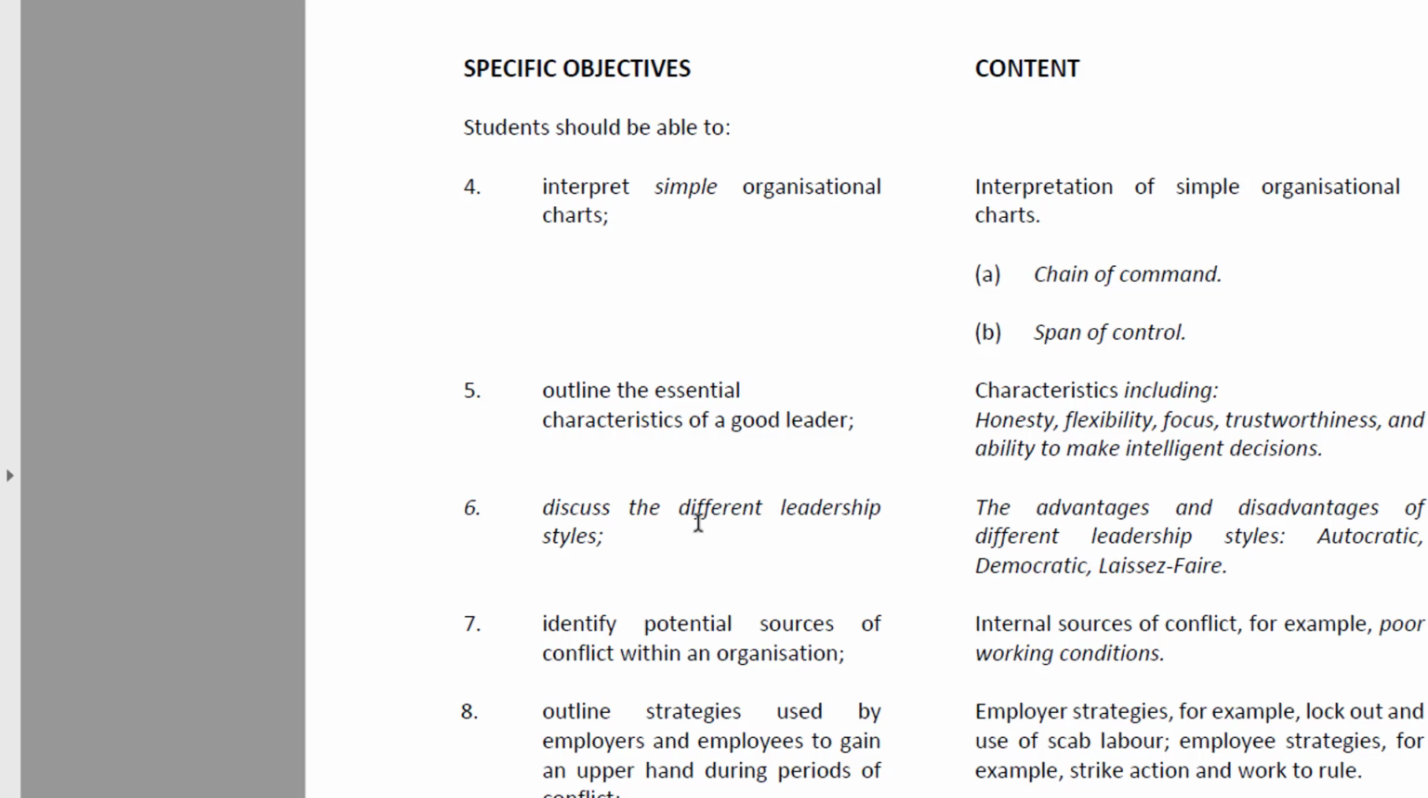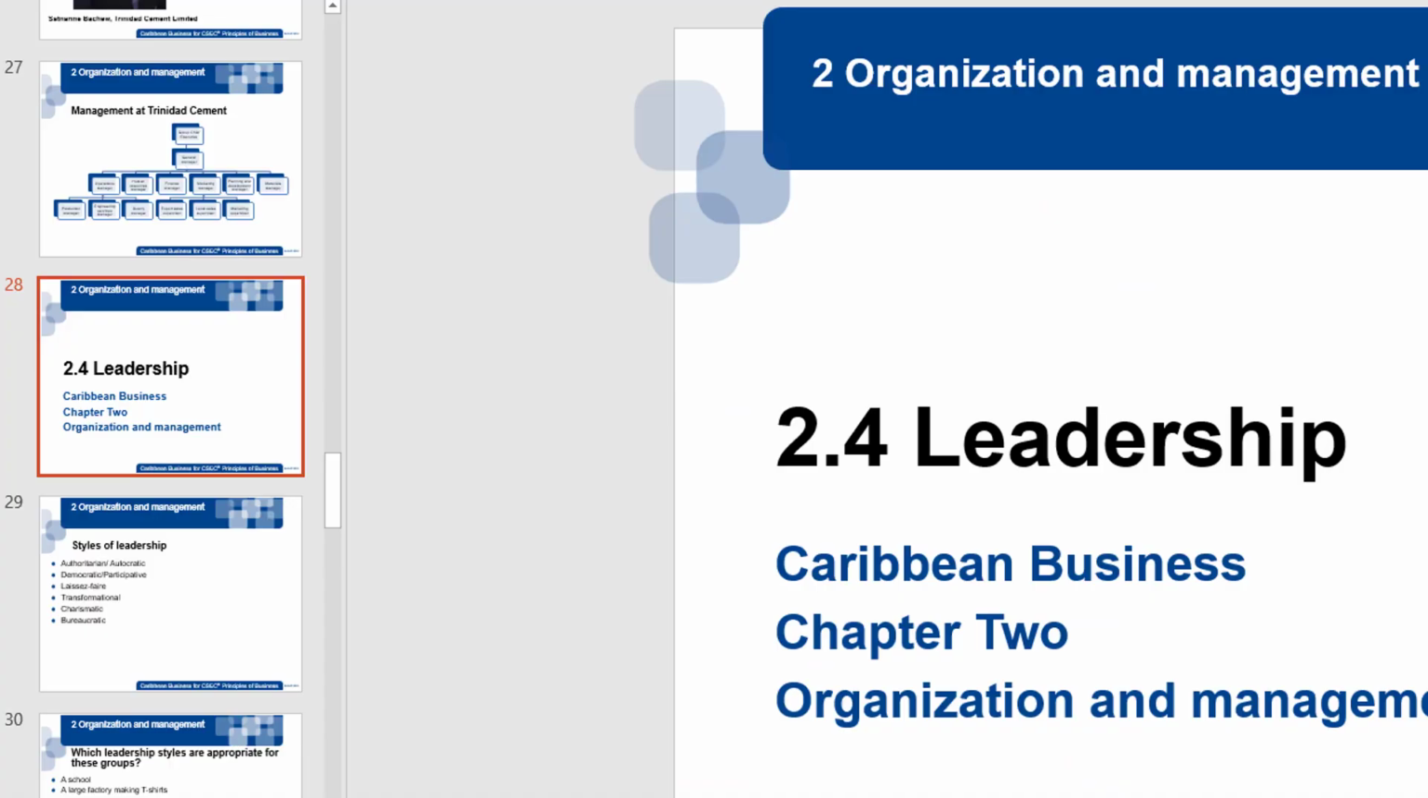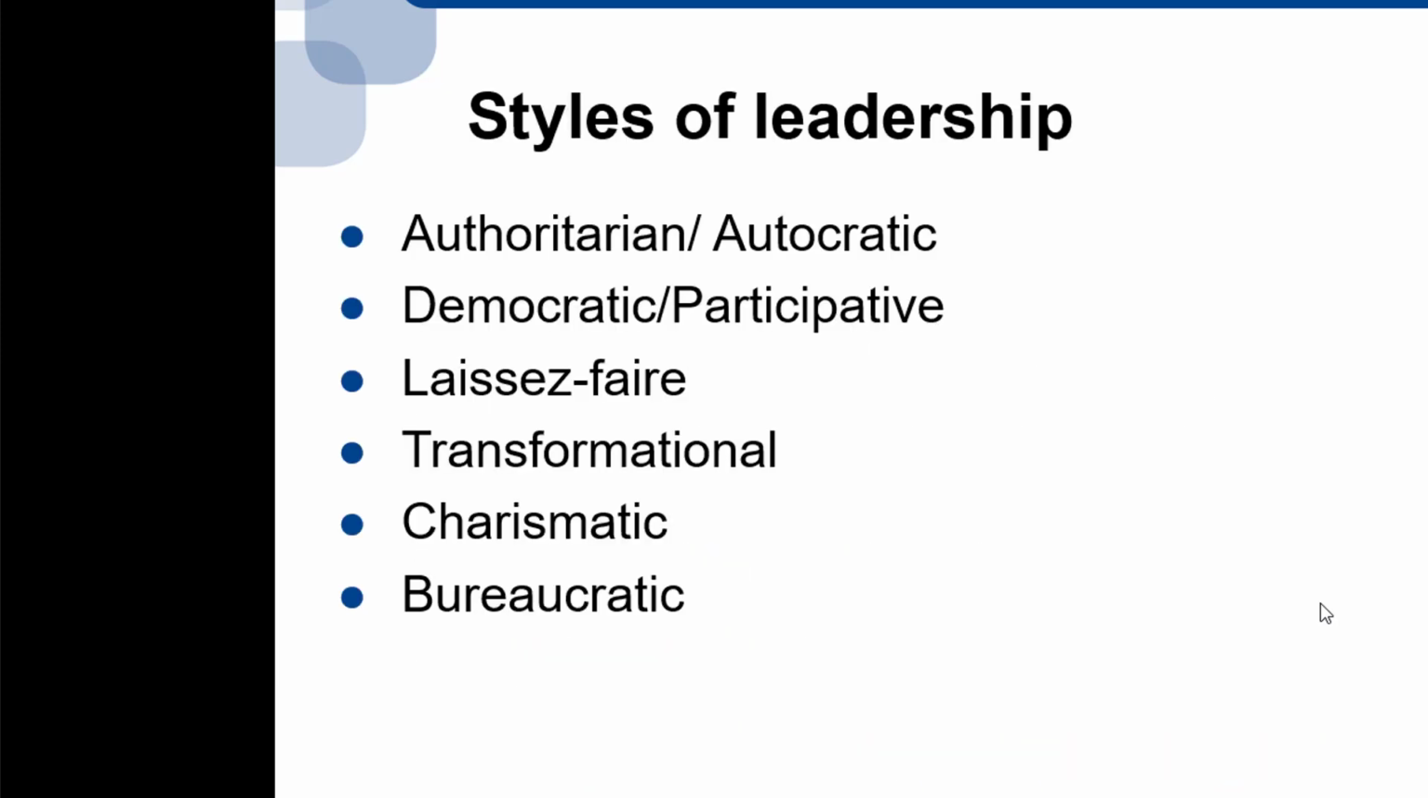And then we have the different leadership styles. We're going to look at some advantages and disadvantages of the main three. So we have autocratic, democratic, and laissez-faire. So let's just jump right into it. Leadership styles. Now there are a number of leadership styles out there, but for now we're going to look at four main ones: the authoritarian or autocratic, the democratic or participative, laissez-faire, and the transformational. There's also the charismatic and the bureaucratic. So we're going to try and look at the first four and look at some pros and cons of those types.